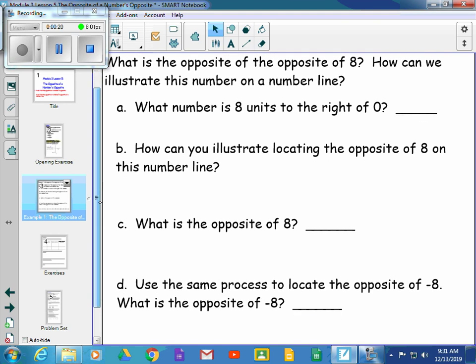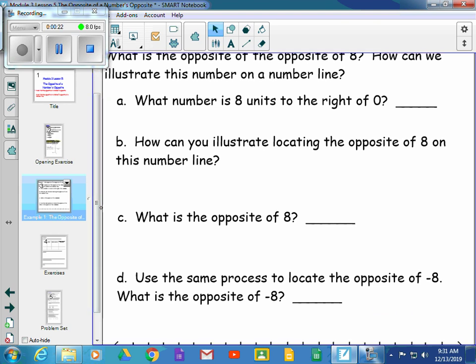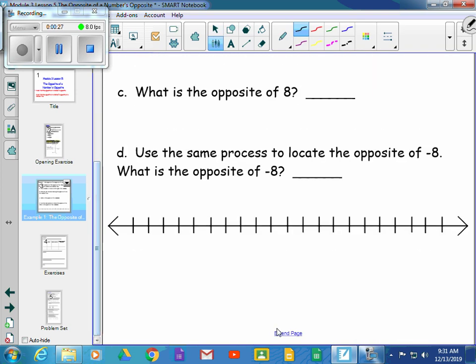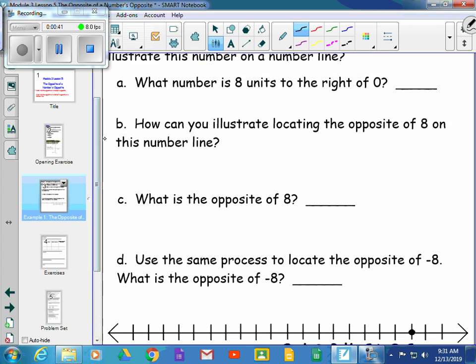First question wants to know what number is 8 units to the right of 0. Well, if I'm going to use this number line down here to help me illustrate this, there is 0. 8 units to the right of 0 is going to be an 8. So the next part wants to know, how can you illustrate locating the opposite of 8 on this number line?